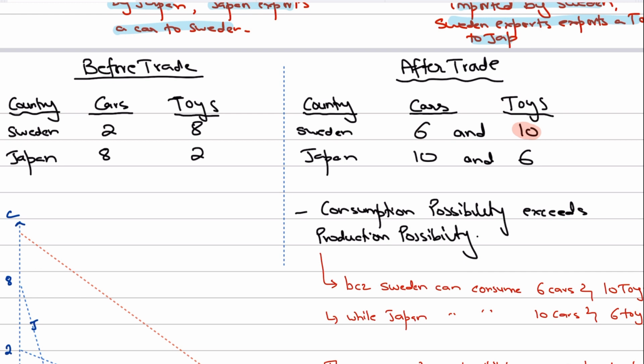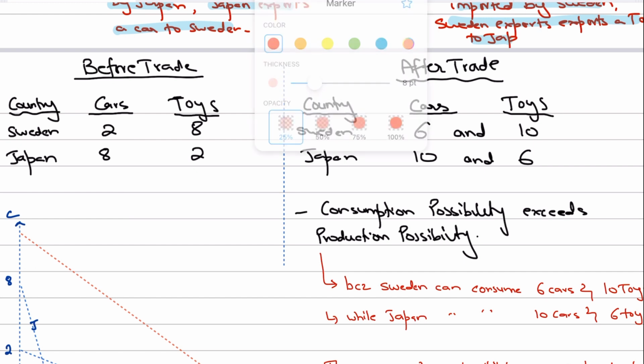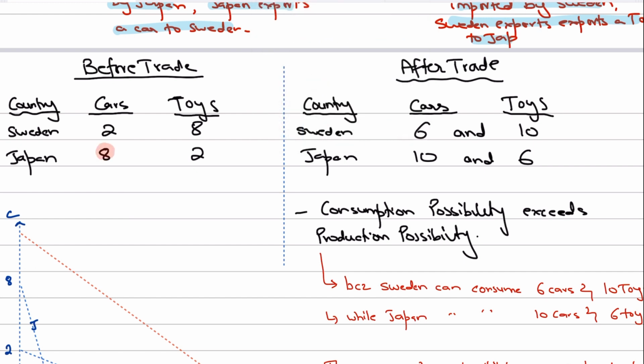Previously, it could only produce and consume 8 toys with 0 cars. Now it can actually consume 10 toys at the same time consuming 6 cars as well. And if you look at Japan, Japan on the other hand could produce a maximum of 8 cars with 0 toys, but now Japan can consume 10 cars instead, right? Japan could consume 2 more cars. At the same time, with consuming 10 cars, Japan can also consume 6 toys.